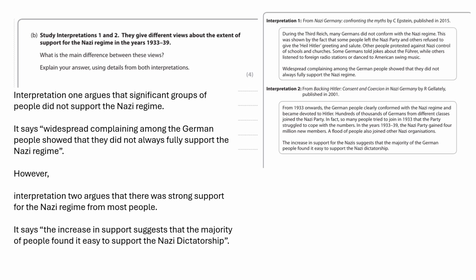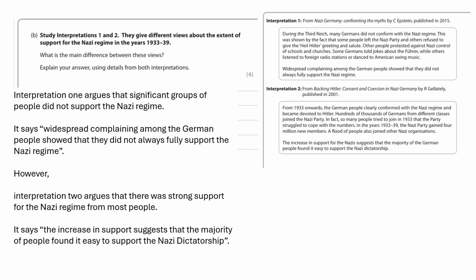So this is how you would structure it. You would summarize the view of interpretation 1 first. So you would write, interpretation 1 argues that, and summarize what it's arguing in your own words. So in this case, interpretation 1 argues that significant groups of people did not support the Nazi regime. Then you need to make sure you quote from it. So in other words, why do you think it contains that argument? And you introduce that quote by writing, it says, and you find the sentence that proves your point.